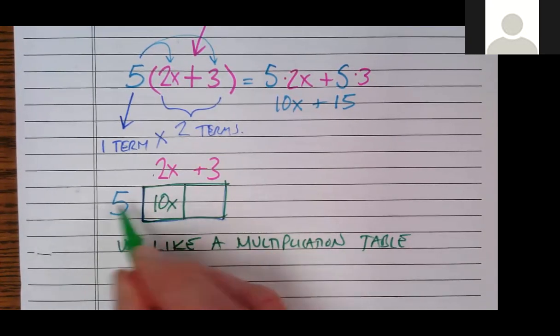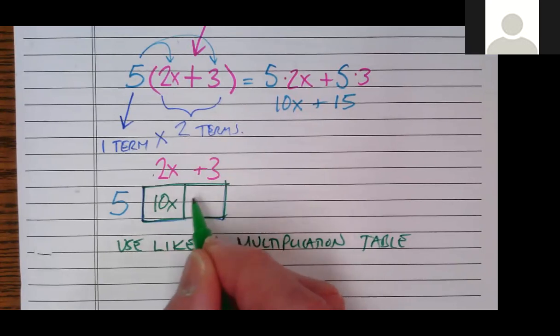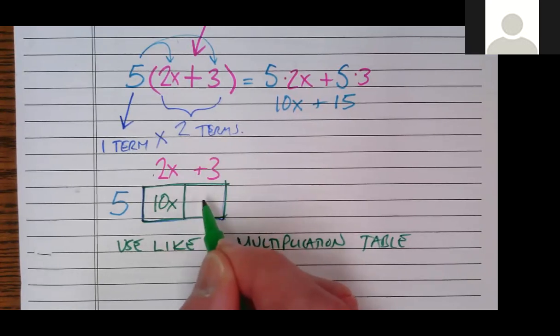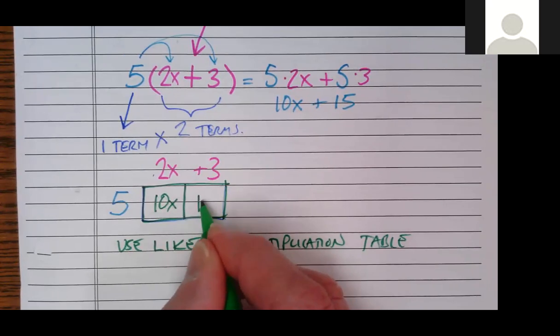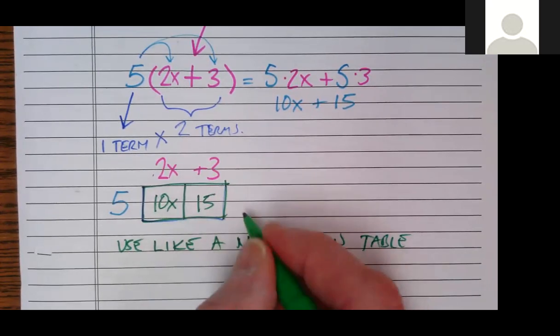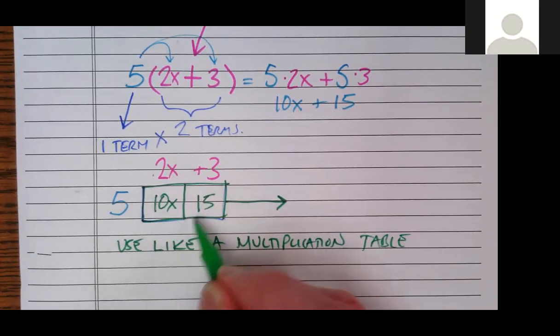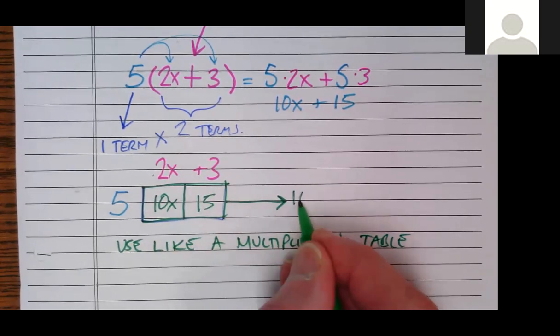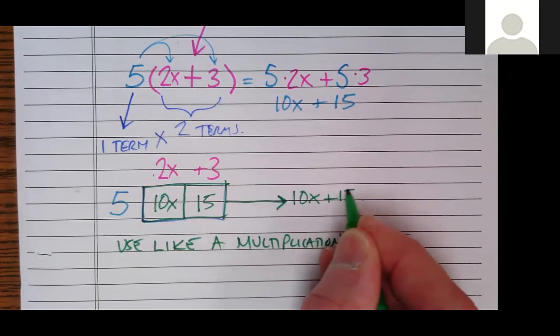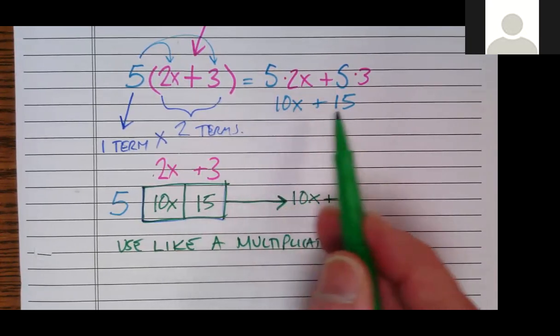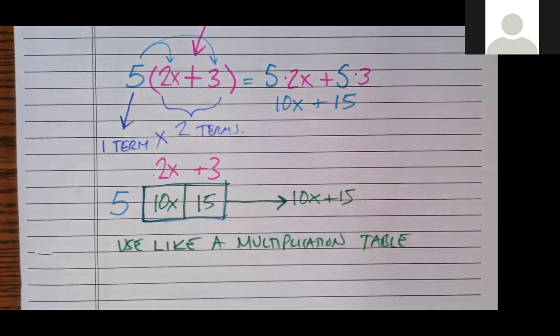And then in here, it's going to be the 5 times the 3, which gives me what? What's going to be right there? 15. So once I fill in those 2 boxes, I can then say that my final answer is this plus this, because they're not like terms. So 10x plus 15, that's my answer. And I already knew that from here, but it gives me another way of organizing it.